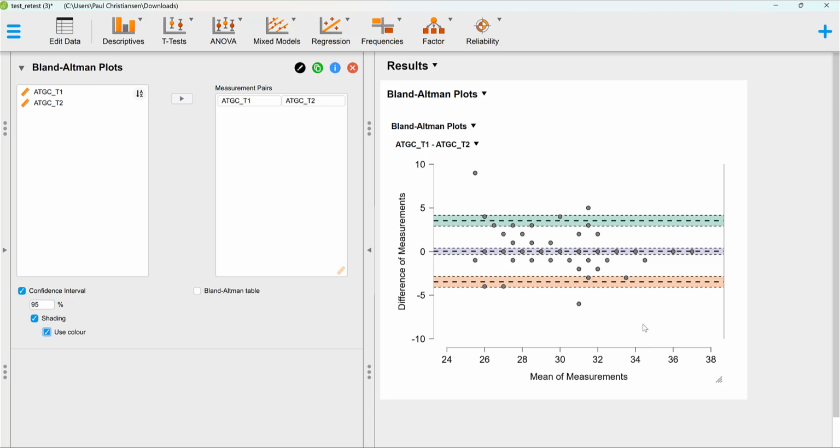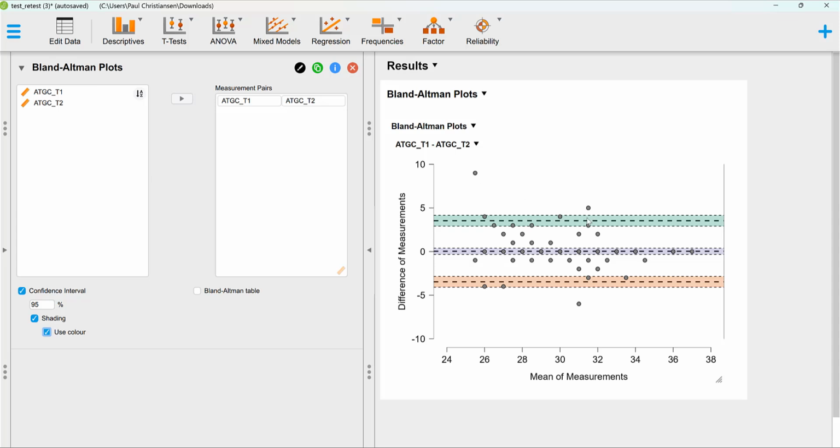And essentially what we want to see is we want our dots, our participants, or the differences between scores to be clustered around 0. So anyone smack bang on 0 means they got the same score on time 1 as they did time 2. We want people essentially to be within these two lines here. These are our limits of agreement. Basically, these are just the mean difference plus 1.96 times the standard deviation.